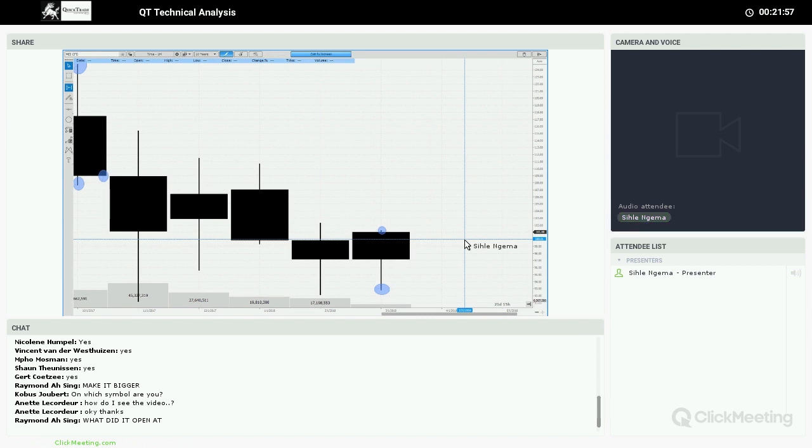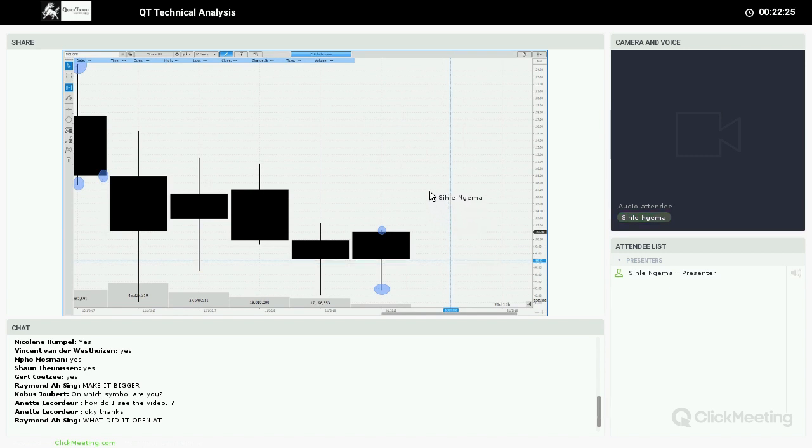Now, for you to be in a position to identify exactly where the opening and the closing prices are, that is when we start using color. The moment we start giving a candlestick color, that is when we can easily identify where the openings and the closings of our candlesticks actually are.